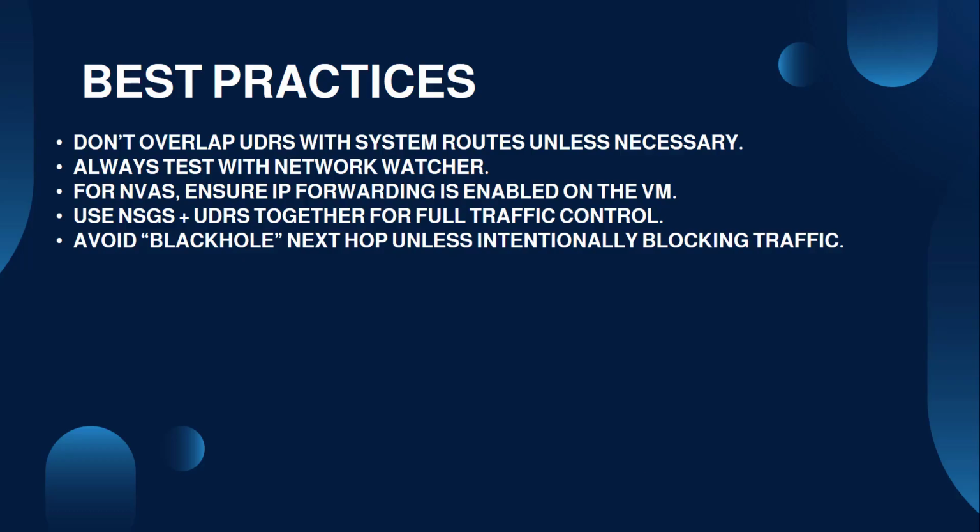All right, so that was a small introduction, but before we wrap up this section, there are some best practices you should consider before any deployment or while creating routes. Do not overlap UDR with the system routing unless it is very necessary. Second, always test with Network Watcher. Use an NVA, and ensure IP forwarding is enabled on the VM. Use NSGs and UDR together for full traffic control. You have to use the combination of both, UDR plus NSGs. Avoid black holes, where you are blocking the internet traffic. Make sure you do that.